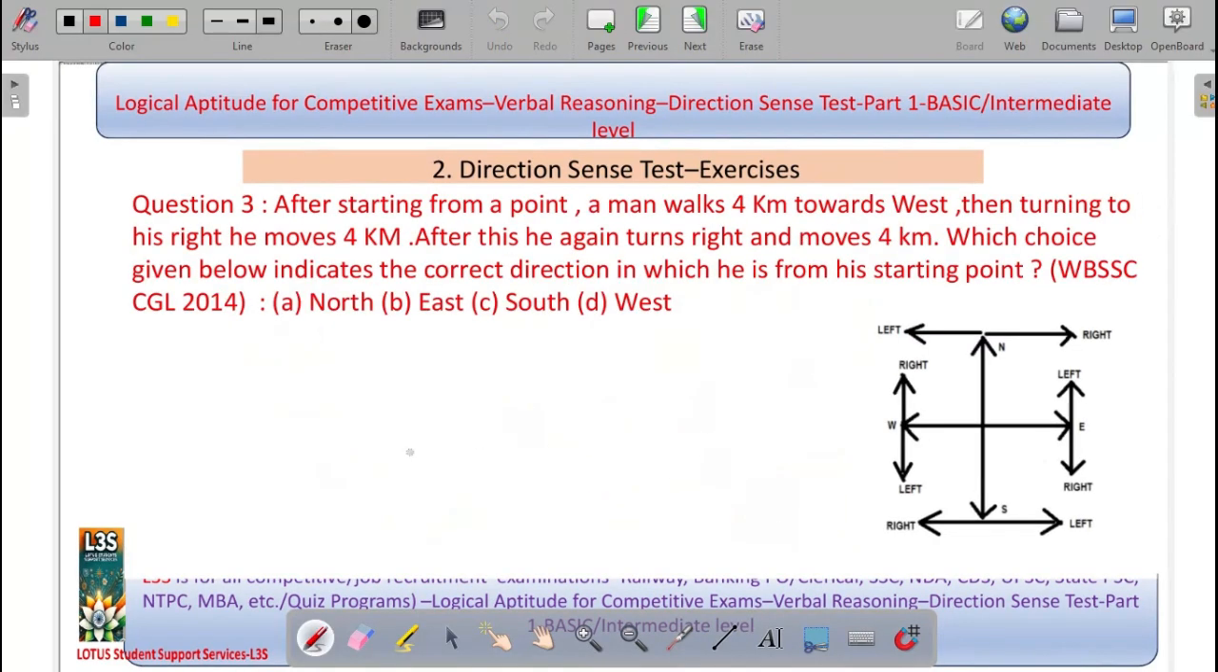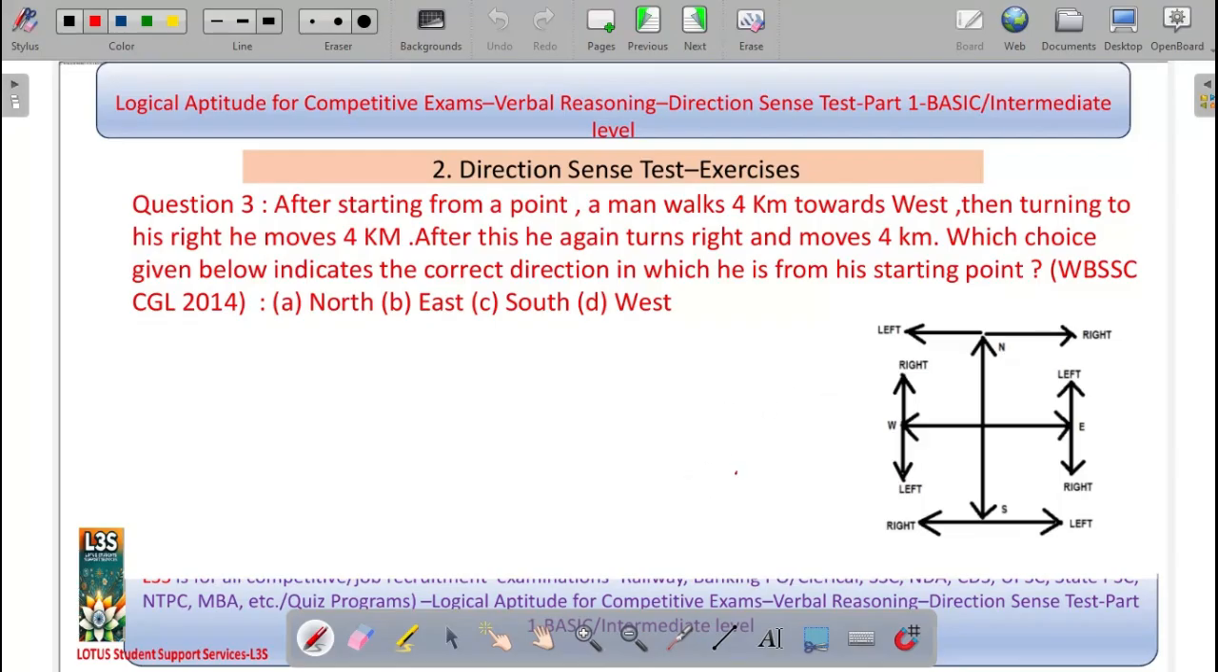Next question. After starting from a point, a man walks 4 km towards west, then turning to his right, he moves 4 km. After this, he again turns right and moves 4 km. Which choice given below indicates the correct direction in which he is from the starting point? So let's start by drawing. For all this kind of problem, we have to draw it, then only we'll be able to solve it.